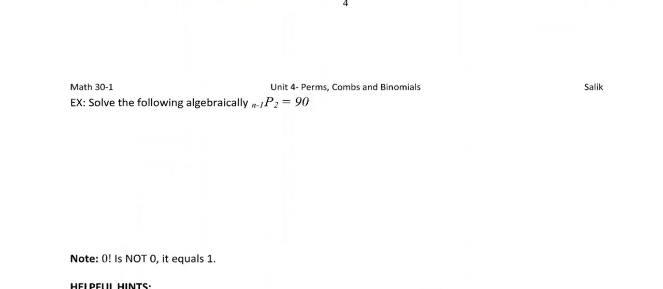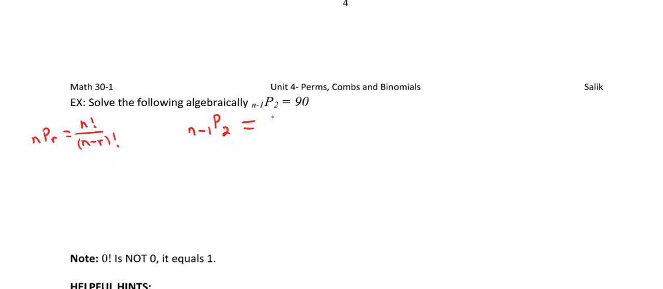All right, last question. So solve this algebraically. Let's actually simplify this first part to begin with. So if we've got n minus 1 P 2, then my equation was nPr is equal to n factorial over n minus r factorial. We're going to stick to the same rules here, but on the top now, it's going to be n minus 1 factorial, because that's what this spot is.